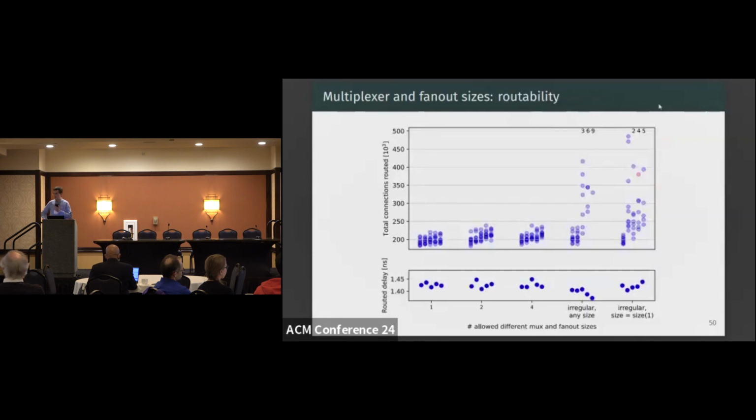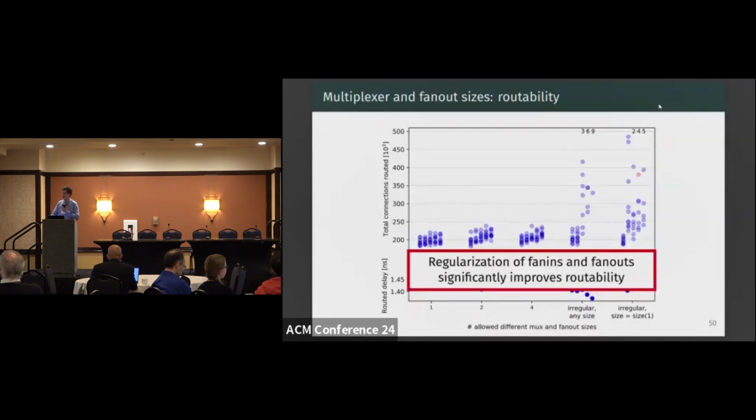In terms of routability, here we have 1 point per one GNL circuit and one solution. And the y-axis is the number of ripped up and rerouted connections over all iterations of Pathfinder. And what we can see is that the irregular architectures actually fail to route most of the circuits. So the regularization of fan-ins and fan-outs improves routability by a fair margin.